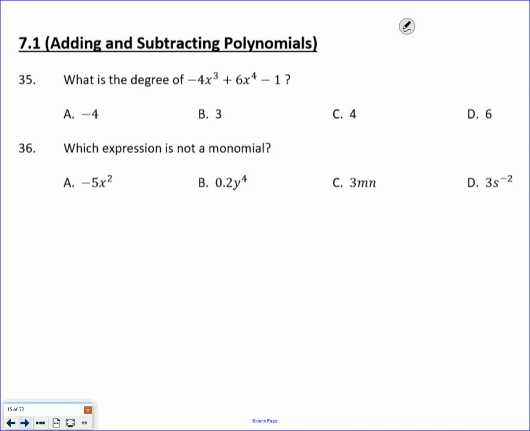So I'm looking here. I have -4x to the third plus 6x to the fourth minus 1. This is the largest exponent of any variable, and so therefore 4. Which expression is not a binomial? A binomial is a single term.